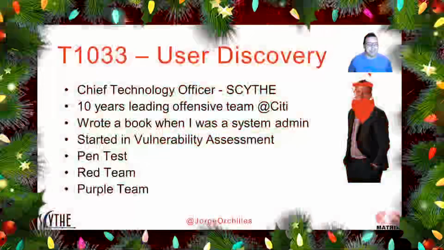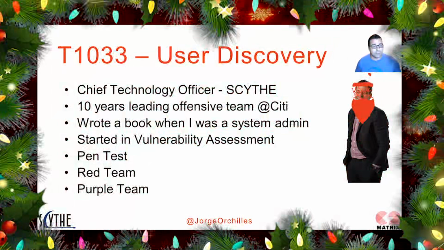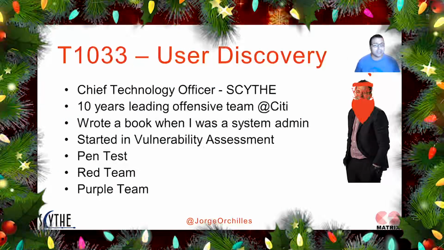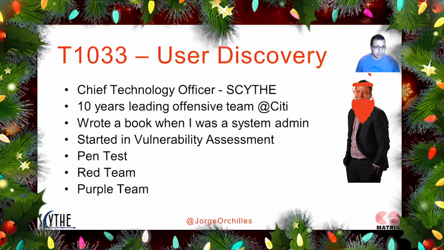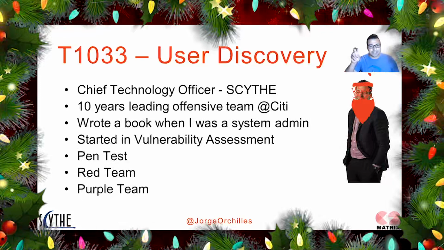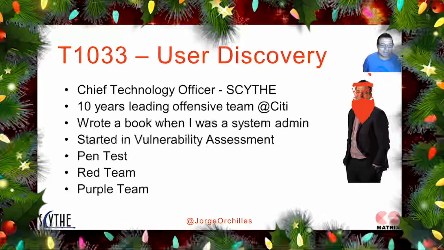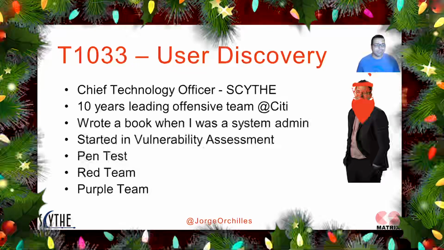Who am I? My name is Jorge Orchilles. I'm the Chief Technology Officer at Site, and I've been doing offensive security for a number of years. I led the offensive security team at Citigroup for 10 of those years. Before then, I was a system admin, and I wrote a book on Windows 7, an operating system you should not be using today. And when I finished with doing system admin stuff, I worked in a security operations center. Then I went to the dark side to work on the offensive side. And I started doing vulnerability assessment, then built out a penetration testing team, then a red team, and then a purple team function, which is what we're going to talk about today.